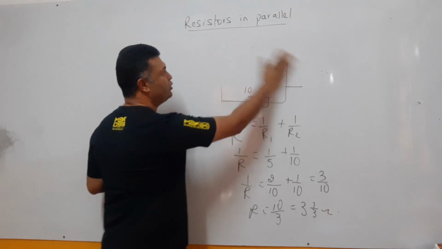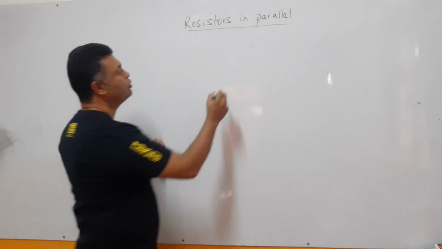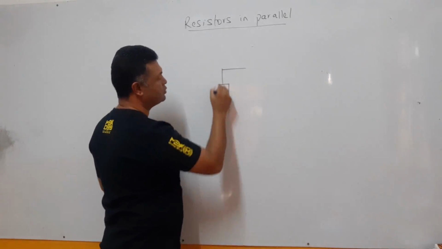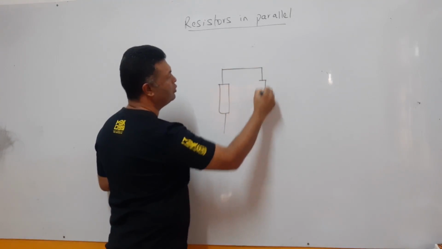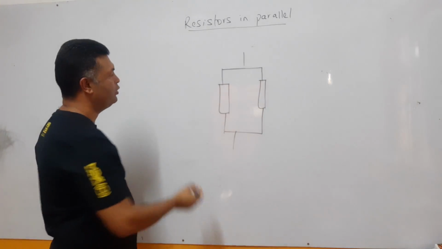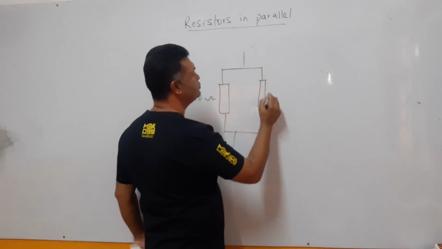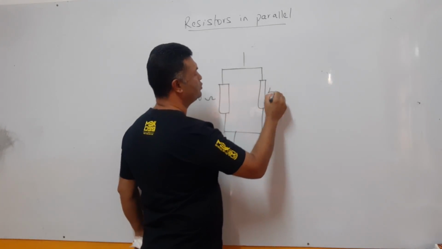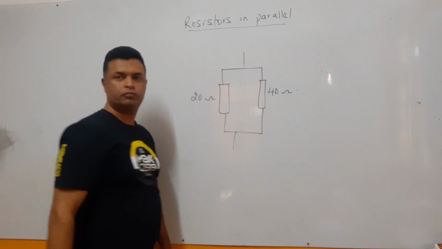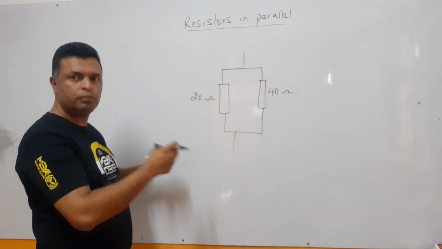So another example I take. Now the diagram can also be like this. I can place these two in parallel like this. For example, I have here 20 ohm and I have here 40 ohm. They are in parallel. It's simply the arrangement in a vertical plane now.